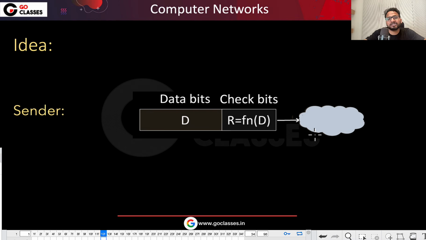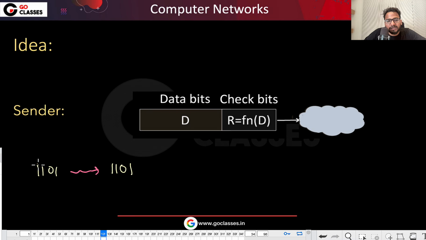The idea is that instead of repeating the data multiple times, I'm calculating some function, okay? Which means, let's suppose I'm sending the data 1101. Let's suppose I want to send this. So before I send this, what will I do? I will add some bits to it, okay? So what are the bits? It could be anything, for example, some function.